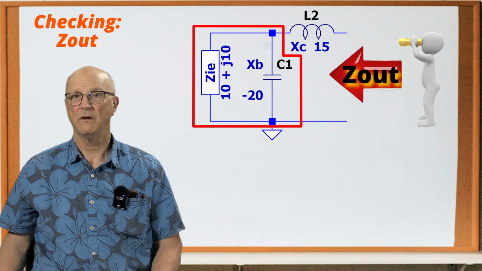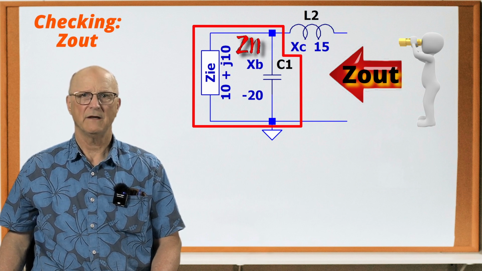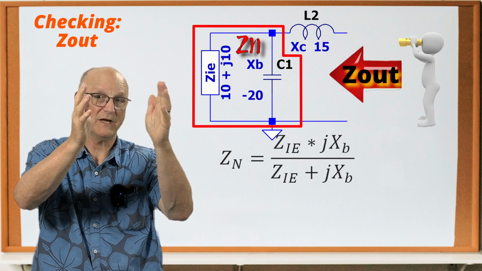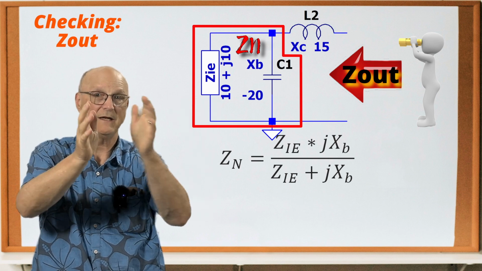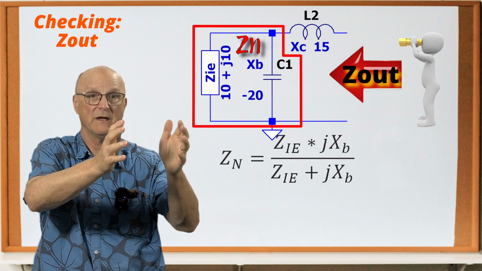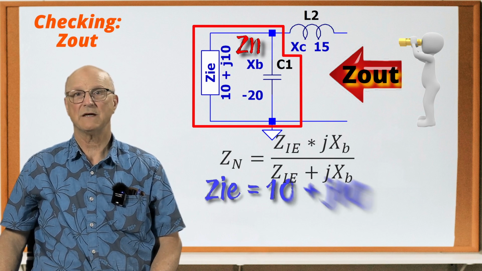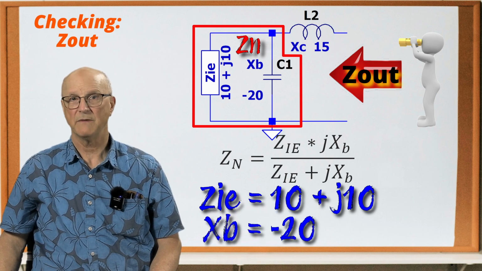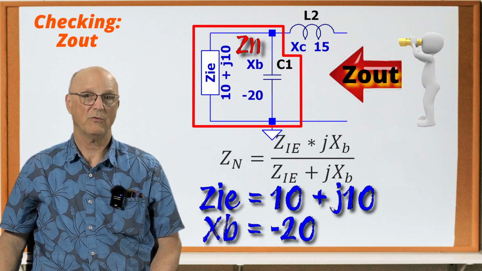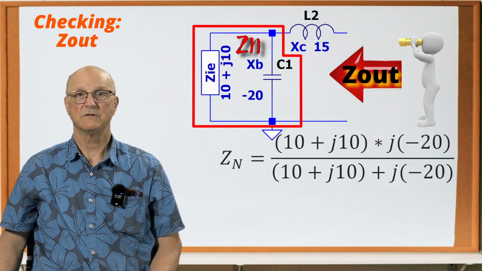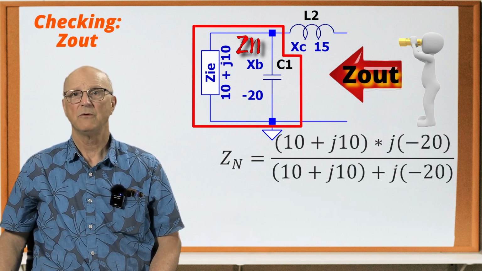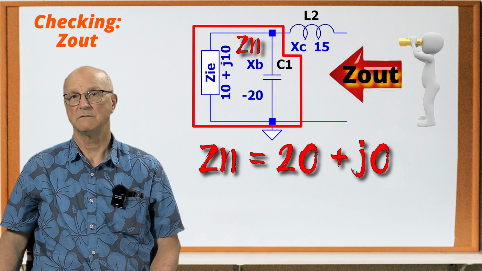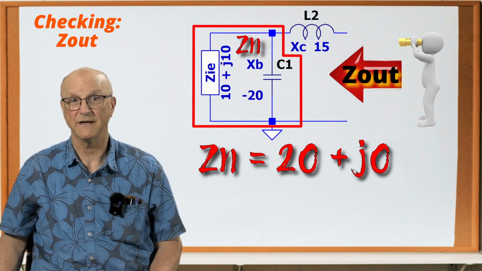Looking at the resulting schematic, we can see that this impedance is in parallel with the reactance of C1, which is XB. We will call this Zn, and this means that Zn is equal to ZIE times jXB divided by the quantity ZIE plus jXB. And we know that ZIE is equal to 10 plus j10, and XB is equal to a negative 20. Putting these values into our equation, we get this. Using Octave to do the complex math, we find that Zn is equal to 20 plus j0. Well, kind of a surprising result, isn't it?